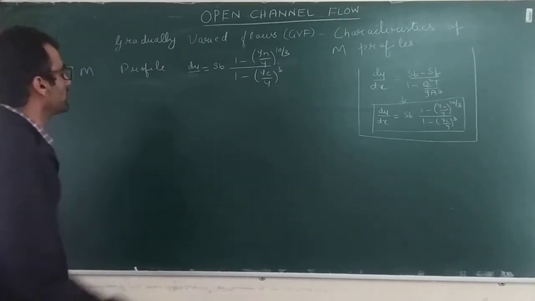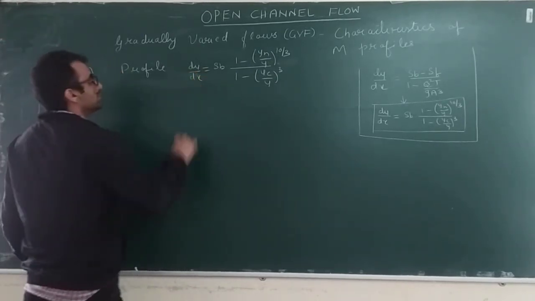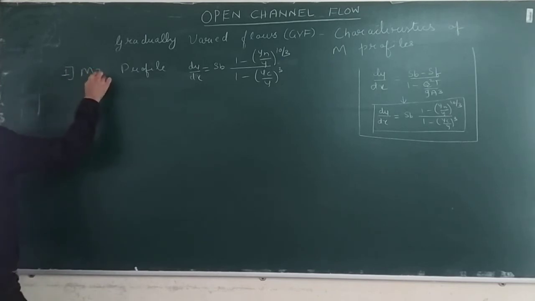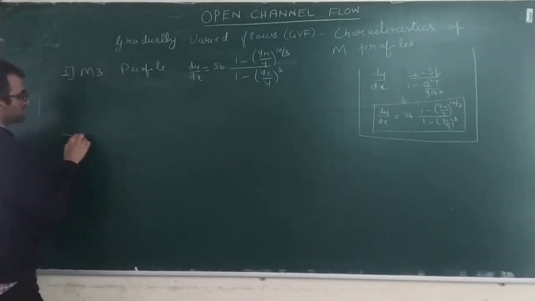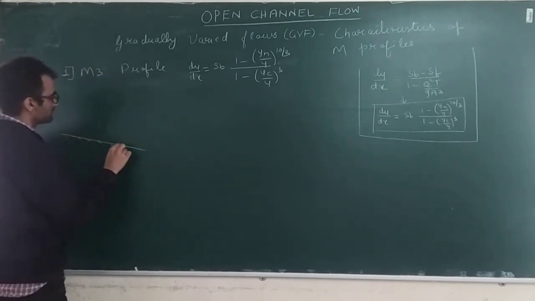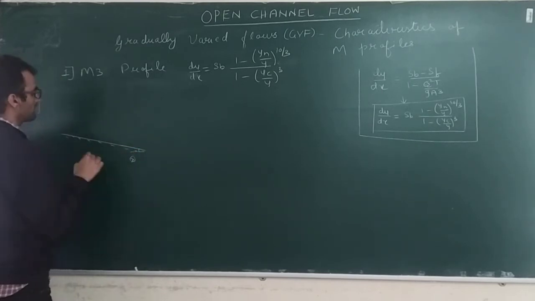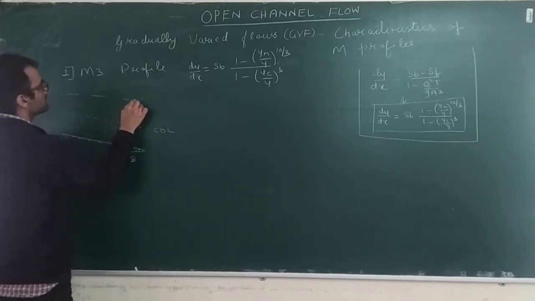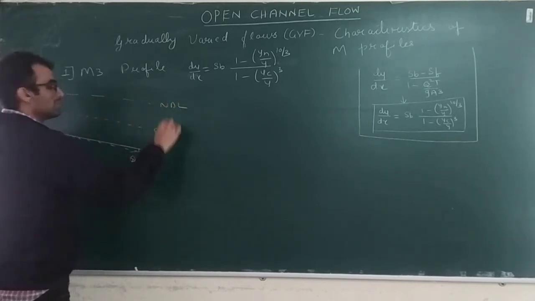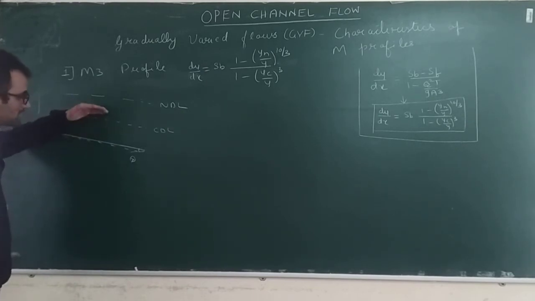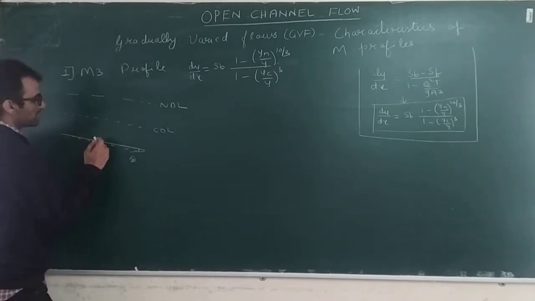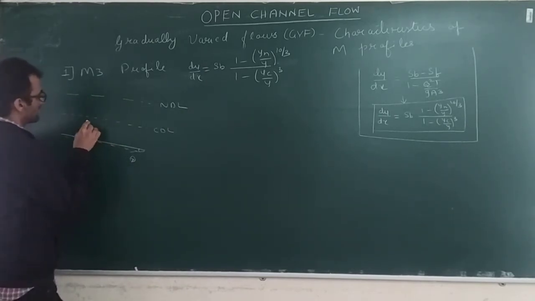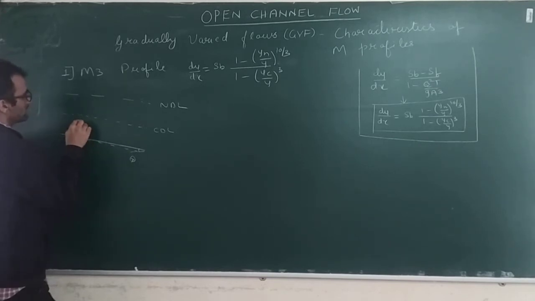So the M3 profile, how it will behave, that we will see. Now the M3 profile again will take place on a mild channel. But now there is a difference here. This is the critical depth line. This is the normal depth line. So the M3 profile will lie in the third zone, above the channel bottom, below the critical depth line. So it will lie somewhere here. So this will be your M3 profile.